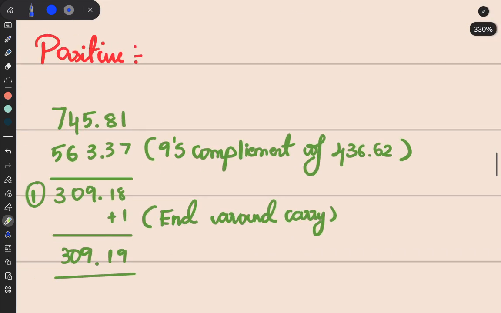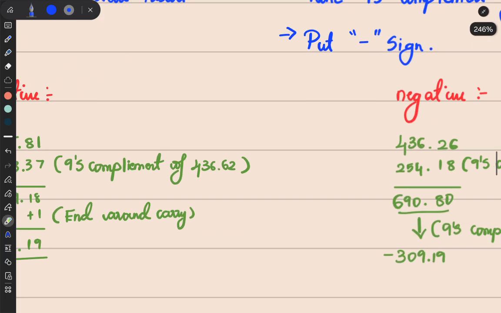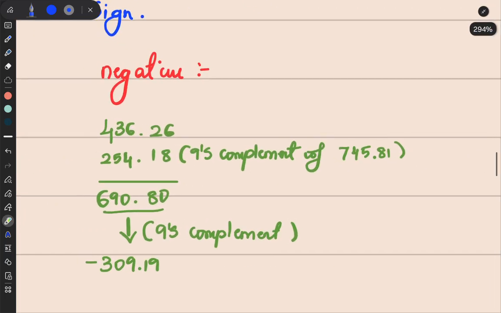Okay, so we'll see some examples. For the positive case, this is an example: 745.81. We take 563.37, whose 9's complement is 436.62. We add these two, and as there is a carry of 1, it goes here. This is known as end around carry, the process of taking the carry and adding it to the LSD, the least significant digit. The answer is positive.